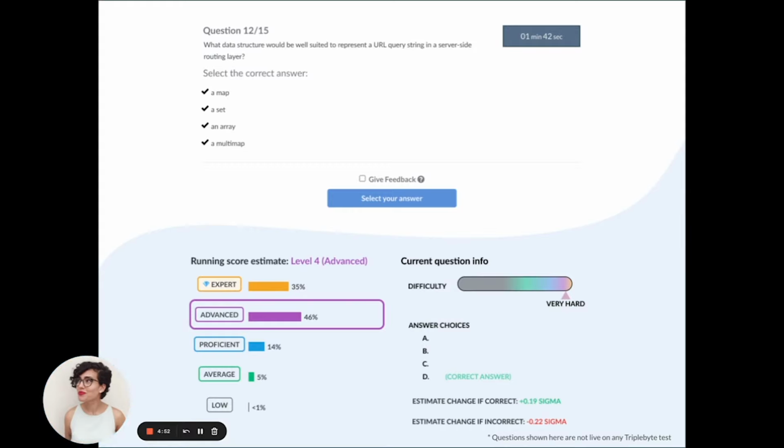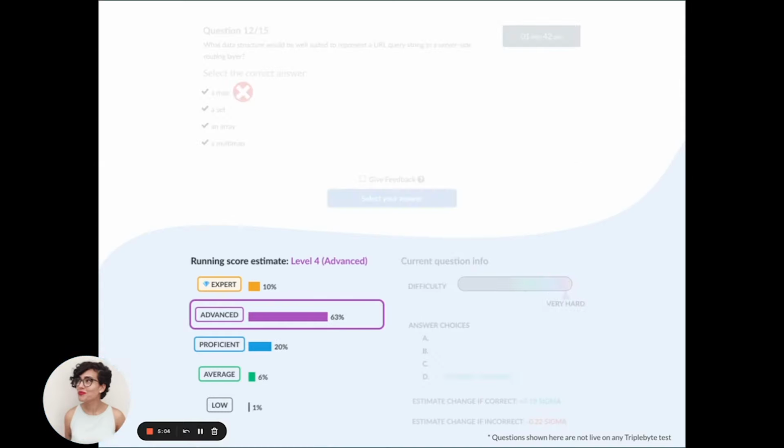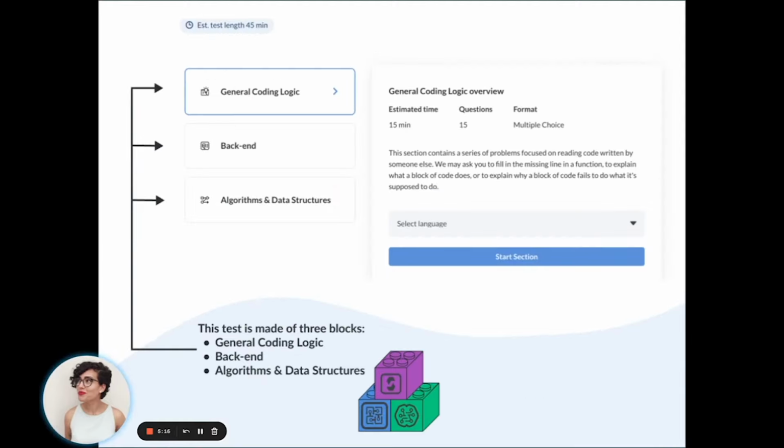So this question's pretty difficult, and even a lot of really good engineers wouldn't get this right. And as it turns out, our candidate doesn't know the answer either to this very hard question, and they get it incorrect. So their score drops a little bit, and we end up with an accurate prediction of their true skill. The candidate completes the remaining questions, all of which go towards their final score, and then they complete the test. On a real test, this would continue to the next block, but for the purposes of this video, we're going to stop right here.